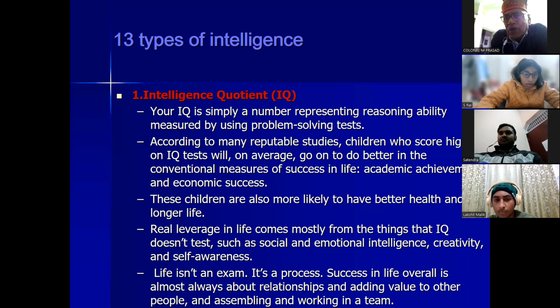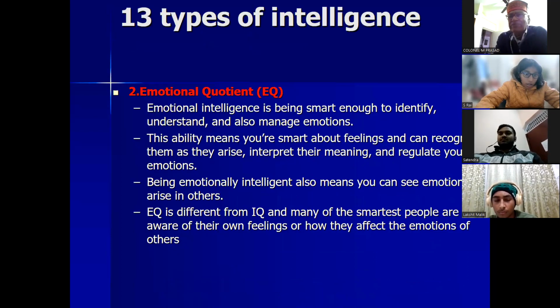Success in life depends upon other types of intelligence. We call it social intelligence, emotional intelligence. So many things are there. So this is what we call IQ. Next comes emotional intelligence. The first was related to the head, that is the neocortex, we got a brain. The second is related to the heart.